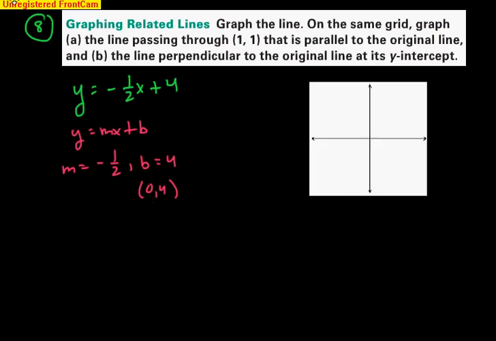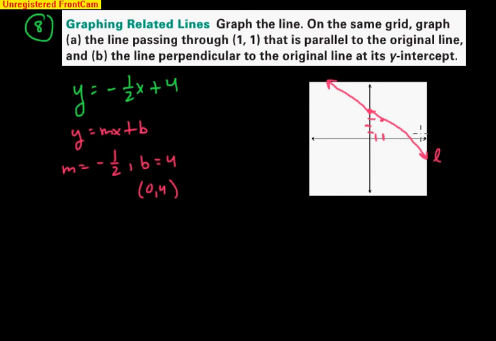So I'm going to grab axes real quick. Okay, so I got my axes up, and I'm going to graph this. I'll do this in red. I'm going to start with the y-intercept. Go up 4. 1, 2, 3, 4. And now I'm going to count this slope. This slope means down 1 and to the right 2. Down 1 and to the right 2. And there's the first line.